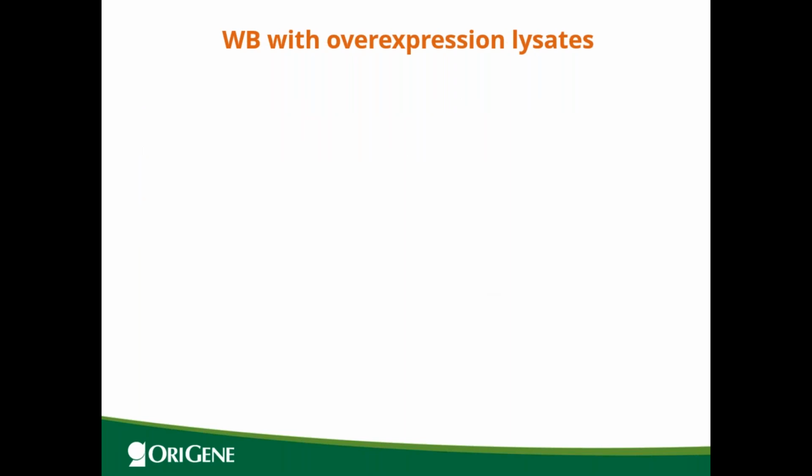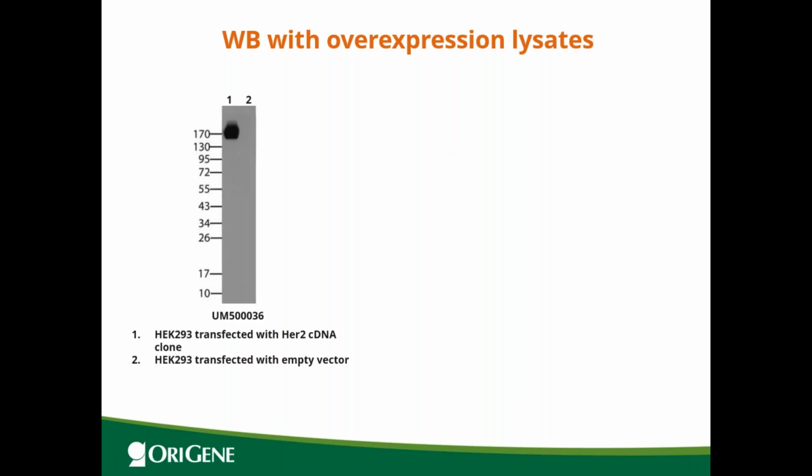Now let's start with the first method we use for antibody validation, which is Western blot using an overexpression lysate. In this slide, I'm going to show you some real experimental data for this method. Here is the Western blot analysis for one of our anti-Her2 antibodies, and the SKU number for that antibody is UM50036.